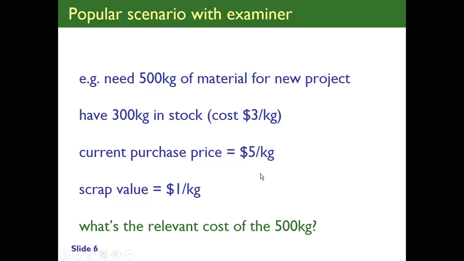Now we do one example. Let's see one example together. It says that, for example, you need 500 kilograms of material for a new project. You've got 300 kilograms.